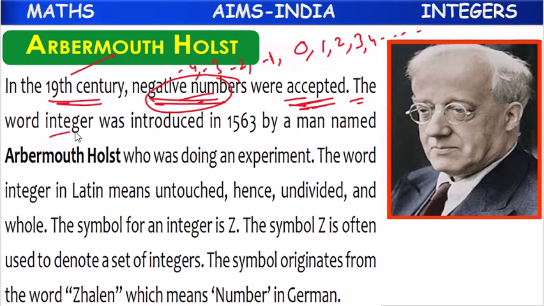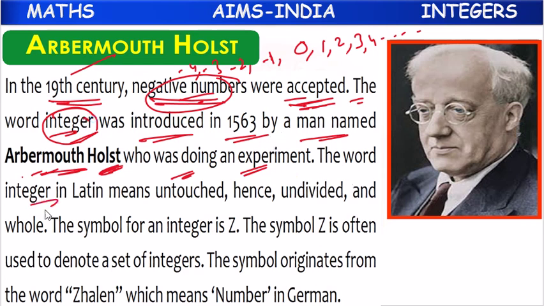So the word integer was first introduced in 1563 by a man named Abermouth Holst. While he was doing an experiment, he found out about integers. The word integer in Latin means untouched, or undivided, or whole. So it has many meanings.